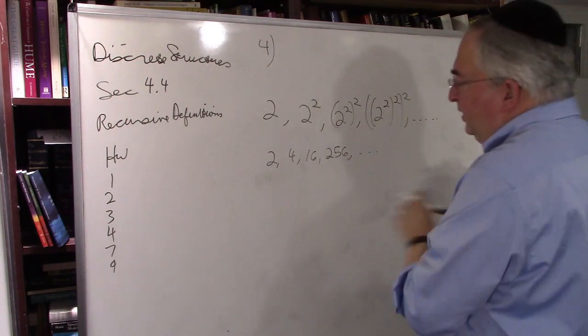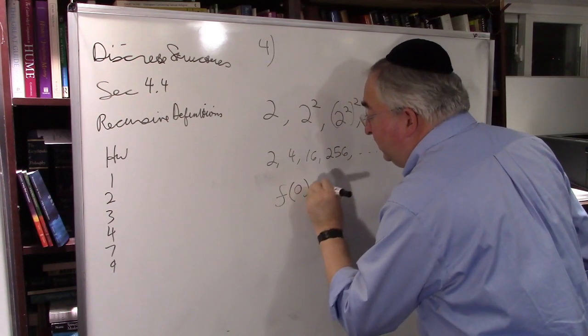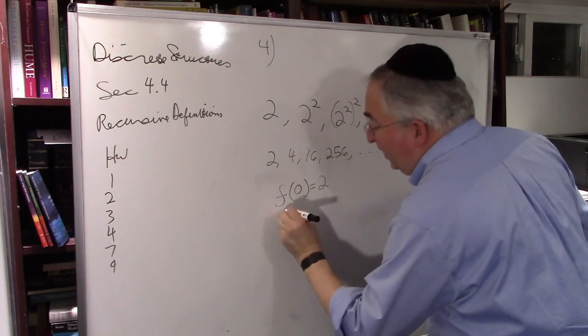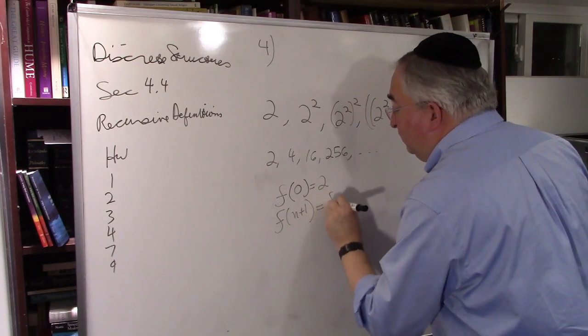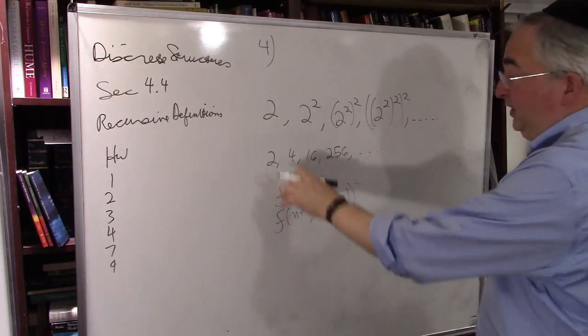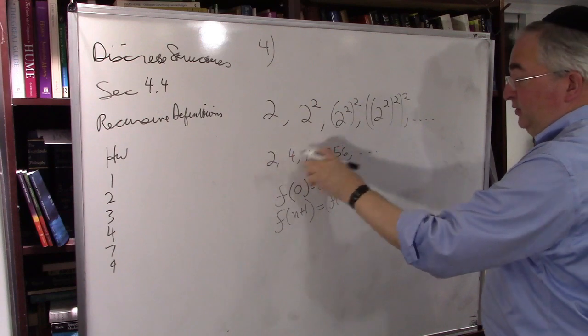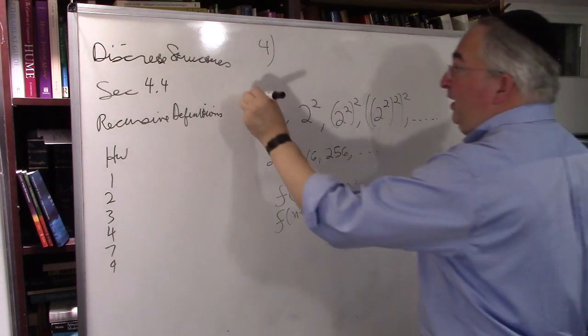Very simple. So f of 0 is equal to 2, and f of n plus 1 is equal to f of n squared. Just take the previous one and square it. Square it, square it, square it. Great. Next, that's part A.